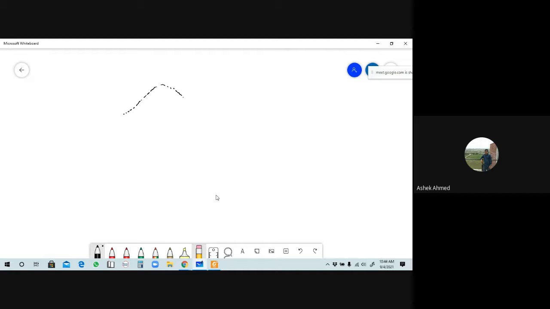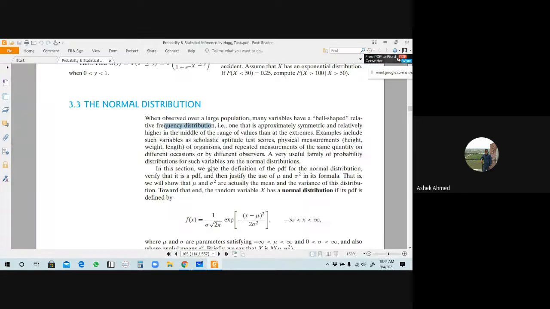Can you see the bell in your school life? Can you remember? Bell মানে ঘন্টা, যখন স্কুলে যখন ছিল Yes, sir. ঘন্টা বাবা ঘন্টা শেপে এরকম ছিল, মনে আছে? এরকম ফর্ম ছিল। Okay, so for normal distribution you have to remember that when you take the data points from a large population, many variables have a bell shape. এখান থেকে আমাদের many variables পাওয়া যাবে that have a bell shape relative frequency distribution.